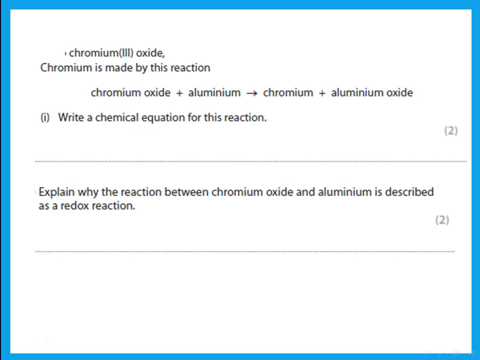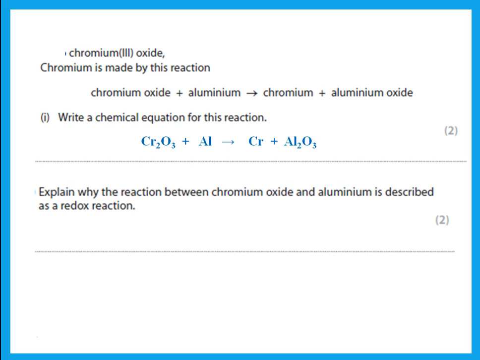The first question says chromium 3 oxide, chromium, is made by this reaction, and the first thing he says is write a chemical equation for this reaction. By now, you should be able to write chemical equations. Chromium 3 oxide will be chromium with a valency of 3, and we said the valency of something goes under the other. Oxygen has a valency of 2, plus aluminium to give chromium plus aluminium oxide.